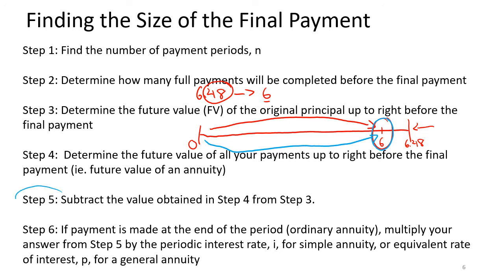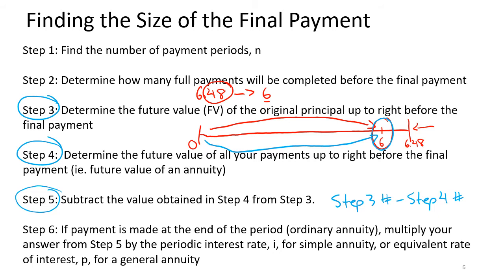The 5th step is to simply subtract the 2. So you subtract the number you get in step 4 from the number you get in step 3. This is simply the step 3 number minus the step 4 number. What that does is give you the amount of money that you have left in your loan to pay, because in step 3, you did the future value of that whole debt, and in step 4, you did the future value of all the payments you've made so far.